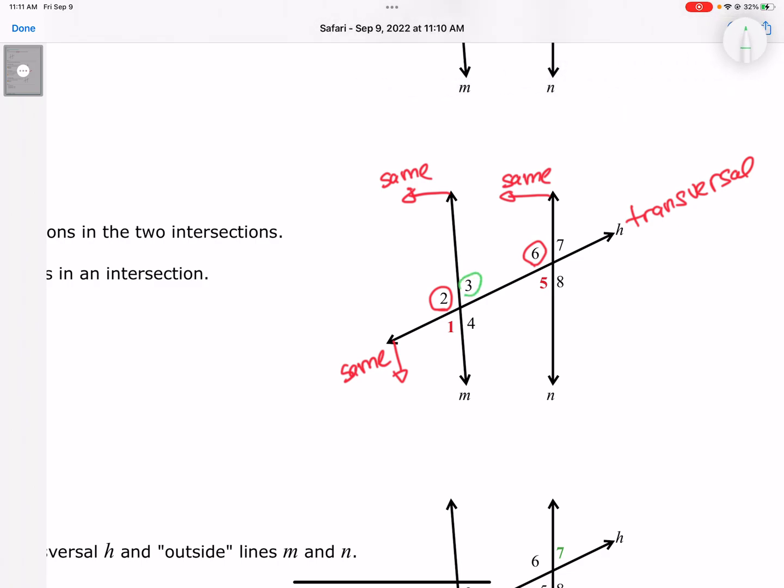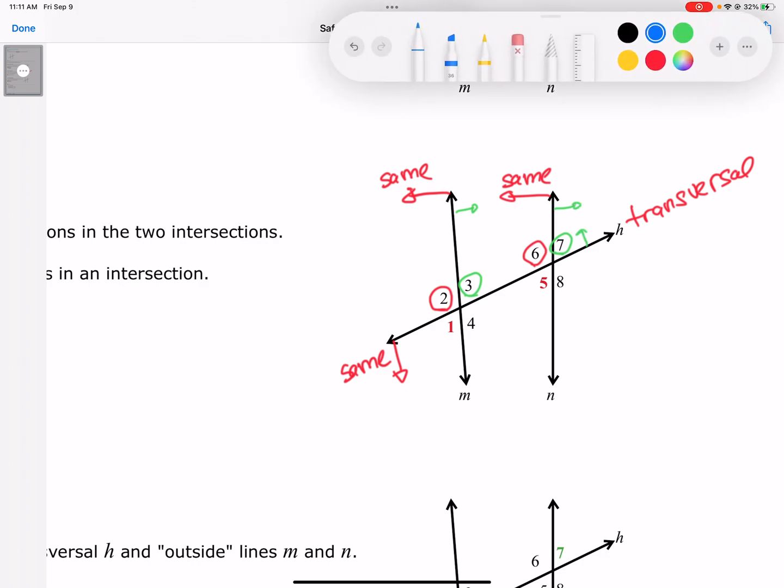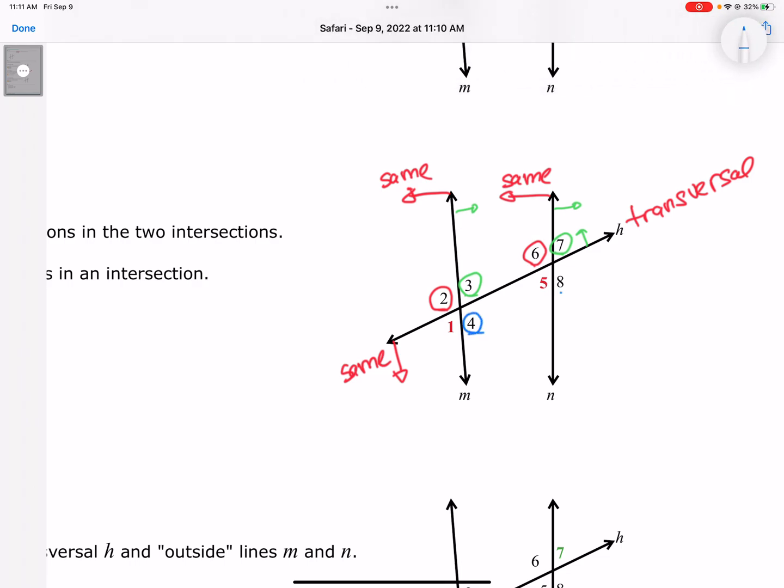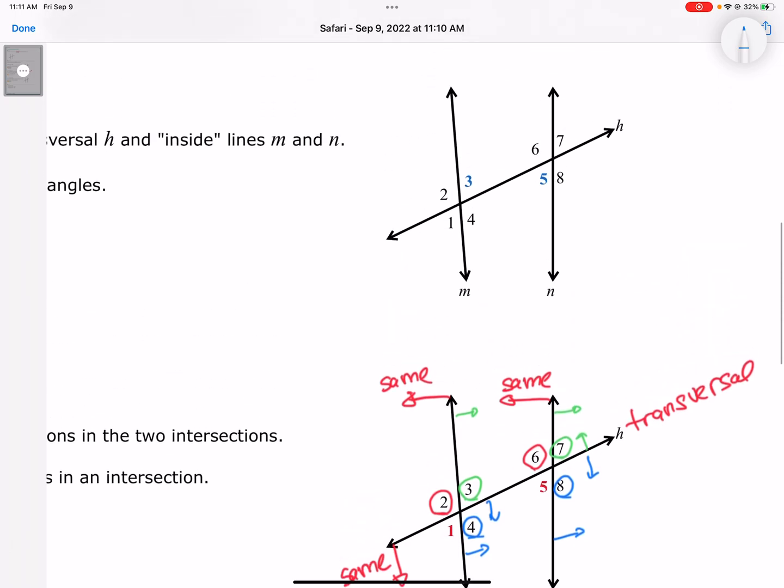Well, what about 3 and 7? 3 and 7 are both on the right-hand side and above this transversal. Then, of course, you guys probably see, what's the last one? Pair of corresponding angles is 4 and 8 because they're on the right-hand side and below the transversal. So all the ones I circled are corresponding angles, and then 1 and 5 are identified.